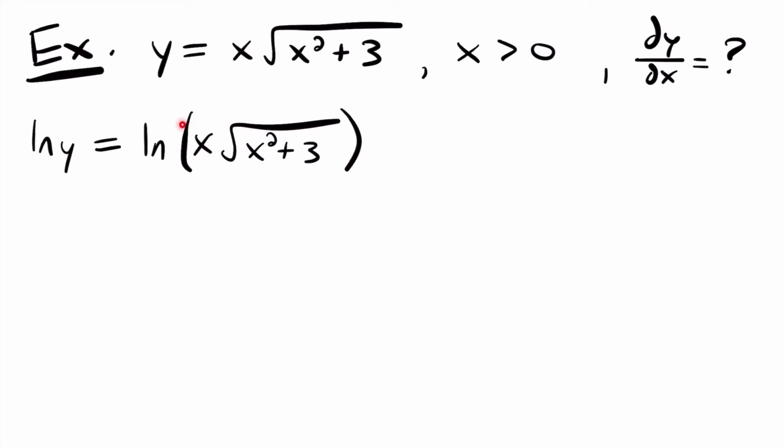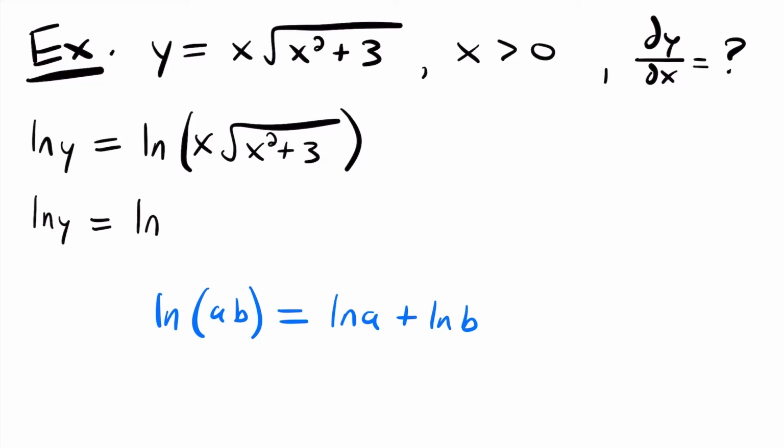And so now you might look at this and say, well, how is that making the differentiation process any easier? Well, we know a few properties about the natural log function that are going to make finding the derivative a lot nicer. And so we know that if we have the natural log of two values a and b multiplied together, that is equal to the natural log of a plus the natural log of b. And so if we apply that to this scenario, we'll have that the natural log of y is equal to the natural log of x plus the natural log of the square root of x squared plus 3, right?